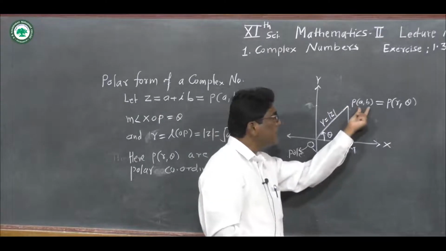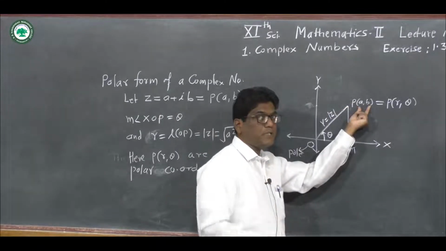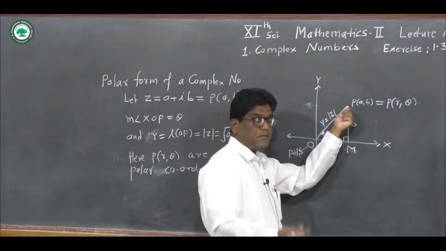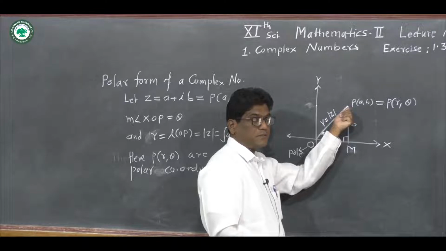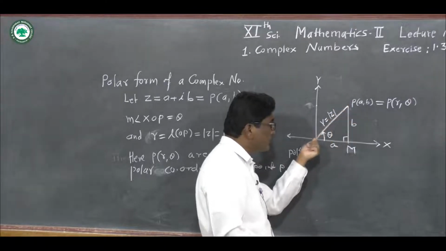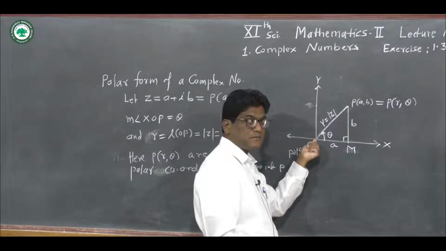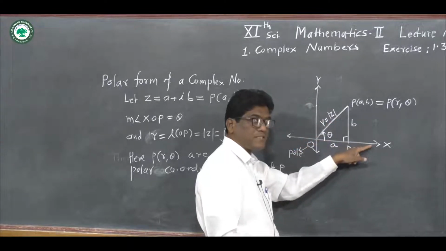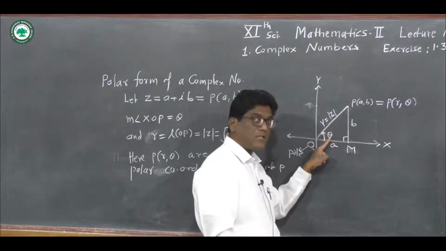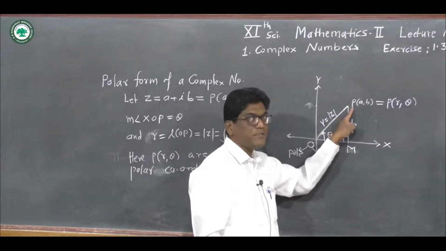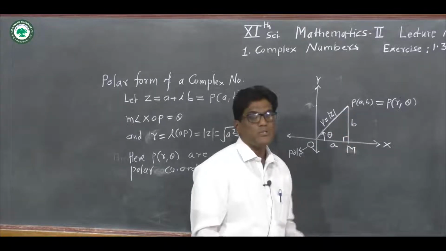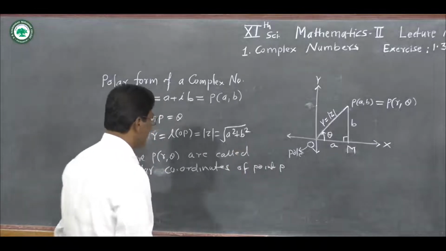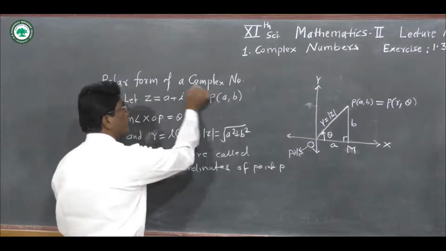When we know the point coordinates A B, or the ordered pair A B, then we plot the point P. But if we know the distance of the point P from the origin, that is R, and that OP makes an angle theta with the positive direction of the x-axis, meaning R and theta are known, then also we can plot the point P. Then R and theta are called the polar coordinates of the point P. Get it?